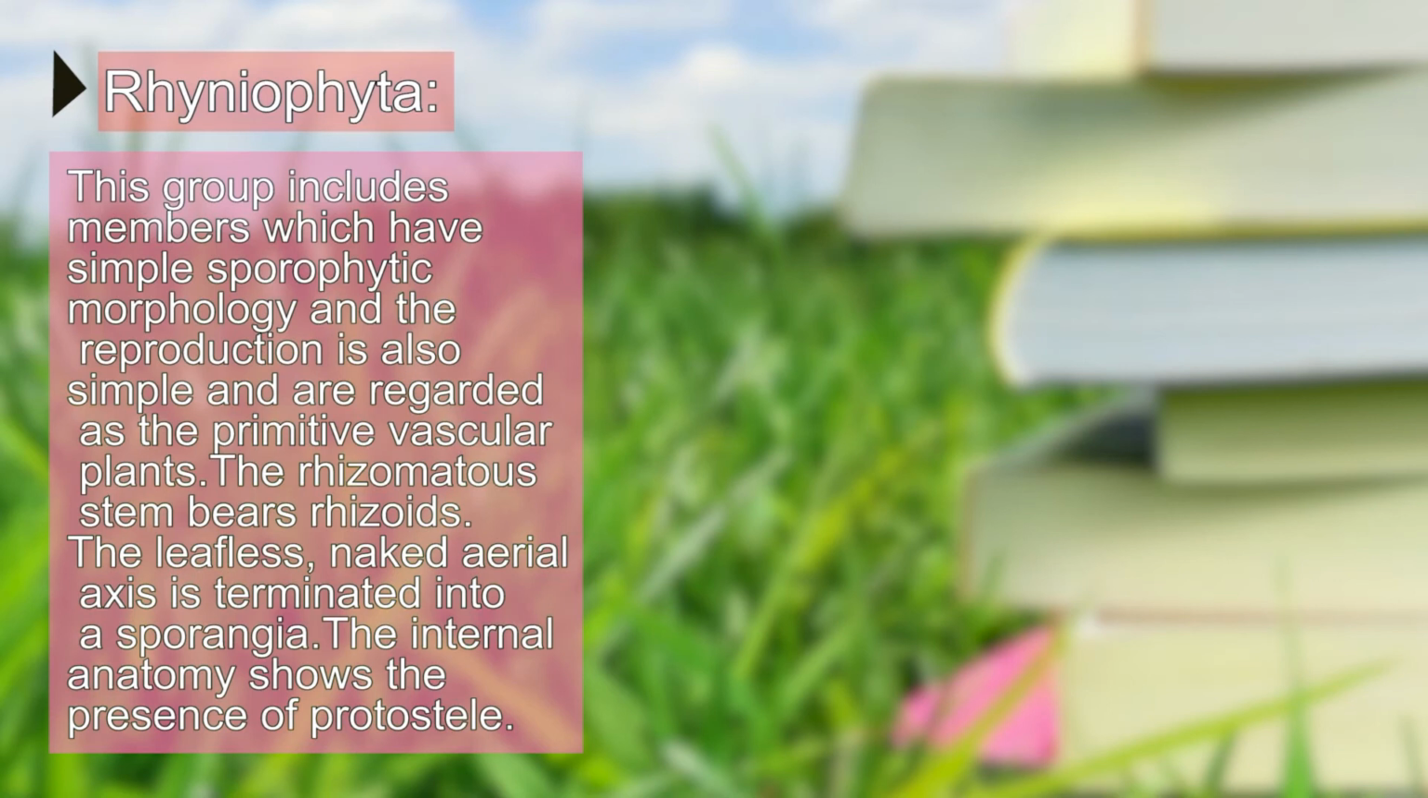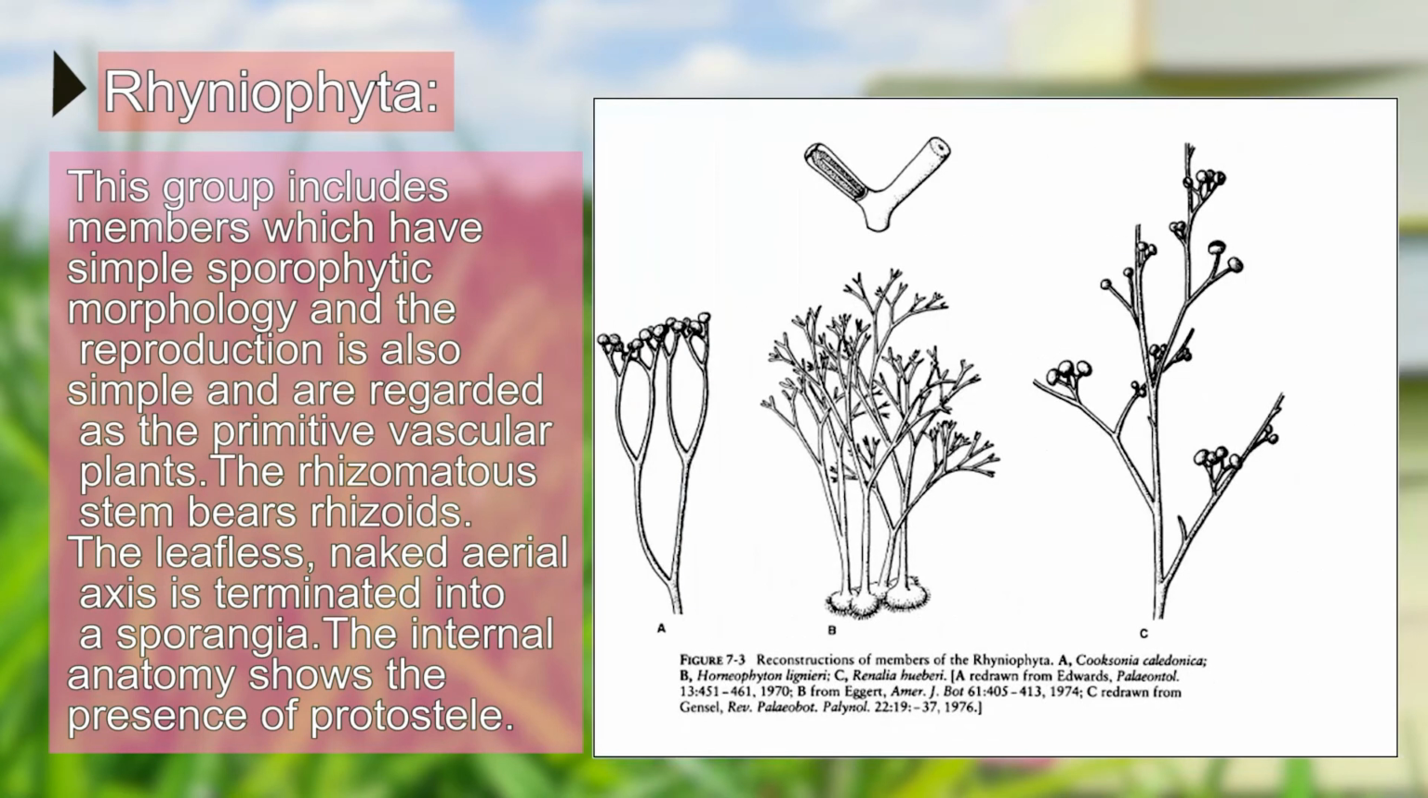Coming to each group, we will see. First one is the Rhyniophyta. Rhyniophyta includes members which have simple sporophytic morphology, and reproduction is also simple. The rhizomatous stem bears rhizoids. It is a leafless, naked axis and each axis is terminated into a sporangium. This is the reconstructed plant genus.